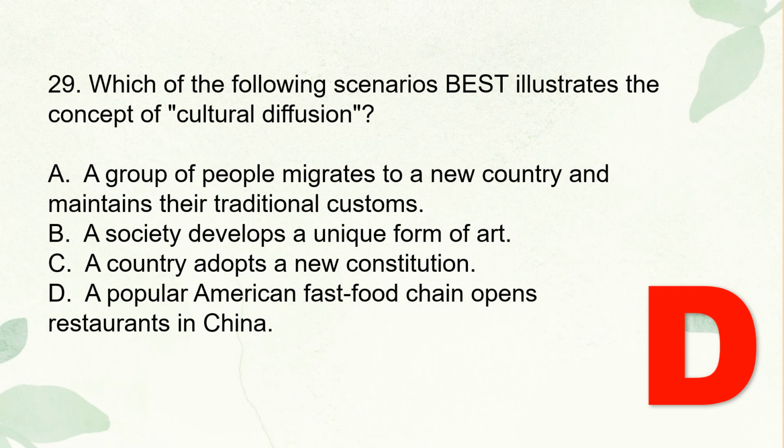The best answer, of course, is letter D. Cultural diffusion is the spread of cultural traits like ideas, beliefs, practices, or technologies from one culture to another. So the fast food chain spreading to China is a clear example of this cultural diffusion.